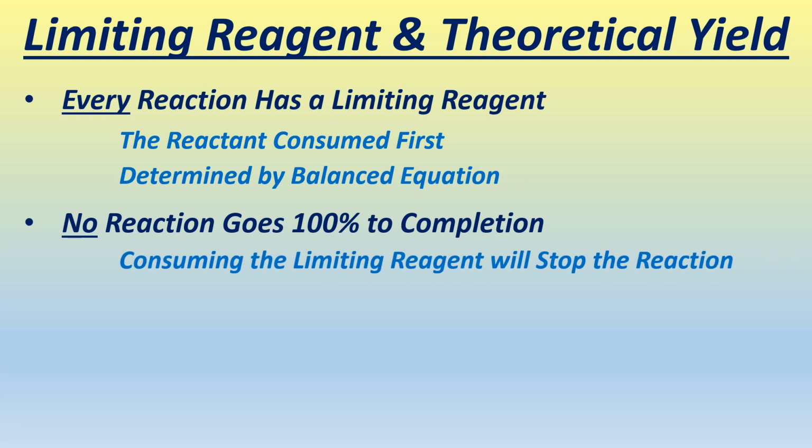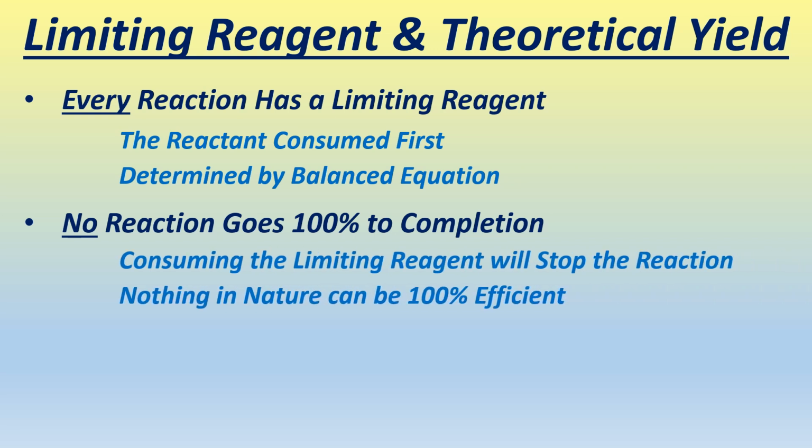That theoretical yield, first of all, limits the amount of product that you can form based on the limiting reagent. On top of that, even if all of the limiting reagent is consumed, there's no guarantee that you will get all of the possible product, because nothing in nature is 100% efficient. This concludes the series of videos on how to use mass in determining chemical relationships.